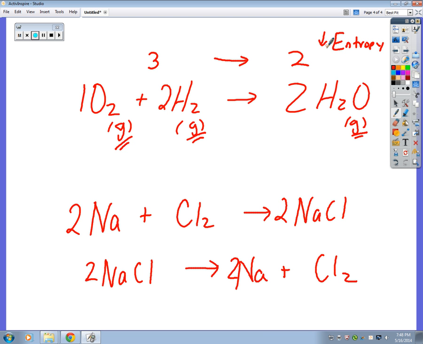All right, so what's true here? Here I have 3 moles going to 2 moles. Again, entropy is going down. When this is a solid, and this is a gas, and this is a solid, what's happening?